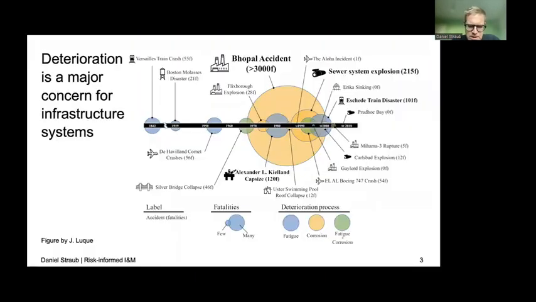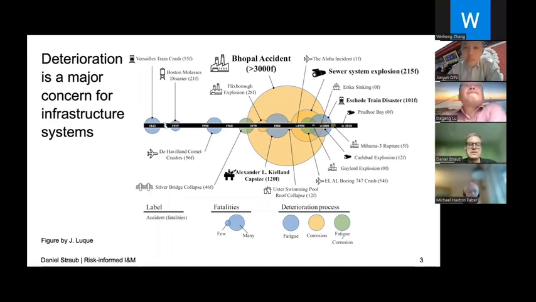The starting point: I show this figure that was prepared by Jesus, that shows some of the major catastrophes caused by deterioration processes in different types of engineering systems, with more or less large numbers of fatalities. We should also keep in mind, however, when looking at these accidents, that we have an enormous amount of engineering systems in the world. It's incredible how much infrastructure we have. And given that, maybe there are not that many failures in the end.